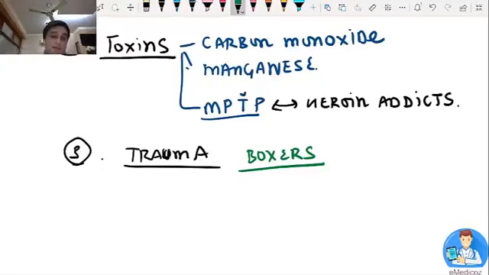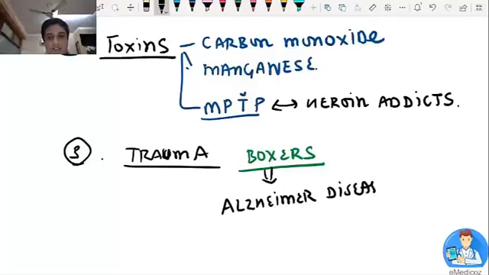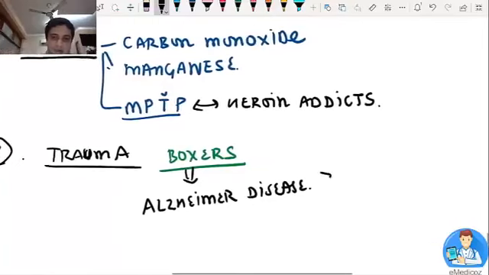Now, just a word of interest over here, because whenever you hear the word boxers, don't carry home the message that it's only Parkinsonism. Remember this, boxers can also develop another neurodegenerative disorder, Alzheimer. In a big study done on these, they found that Alzheimer disease is more common than Parkinsonism. So in boxers you can have either of the two, but a study found that Alzheimer was more frequent in boxers than Parkinsonism.